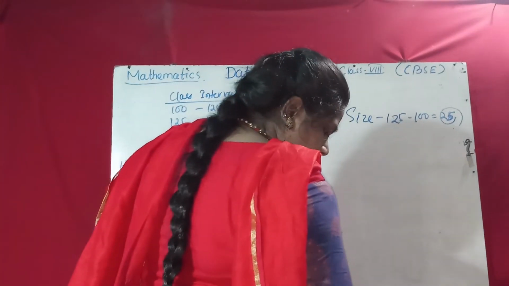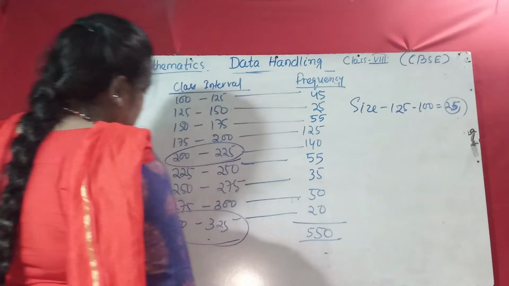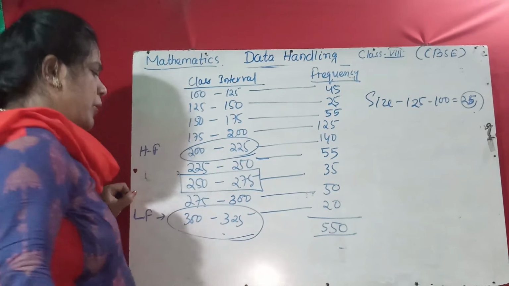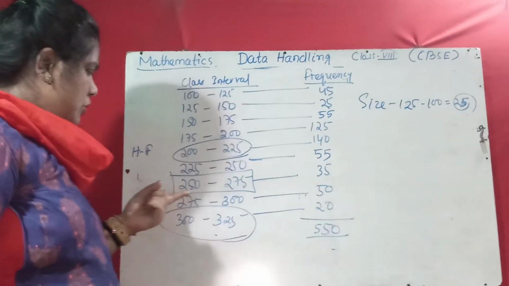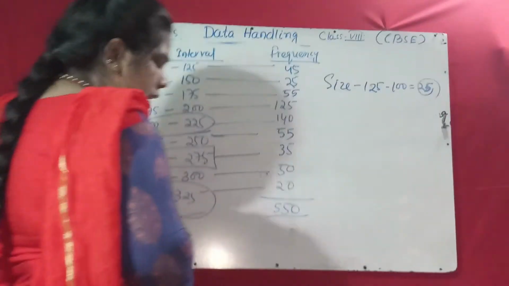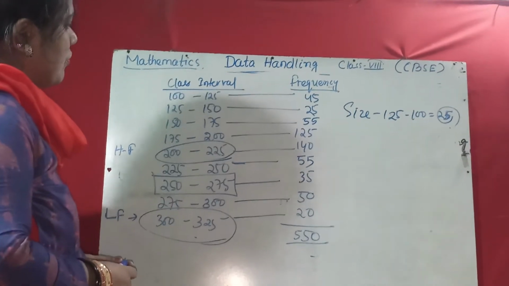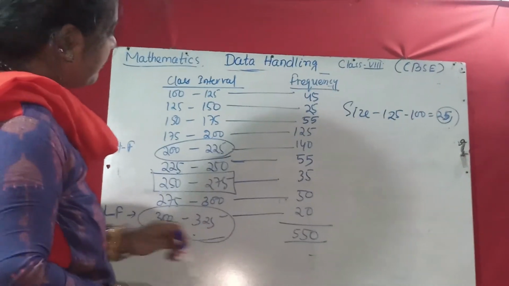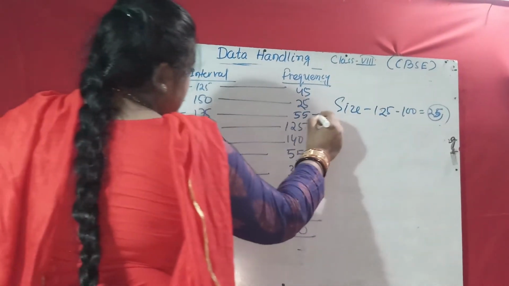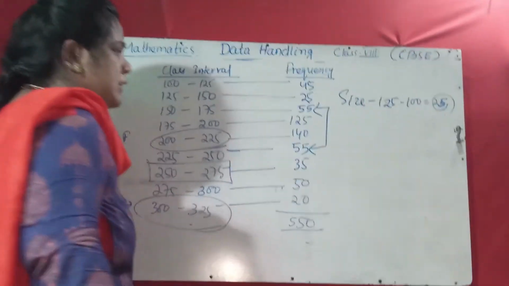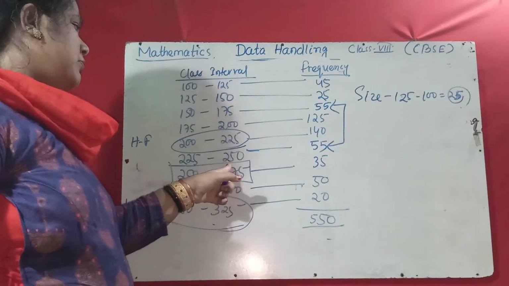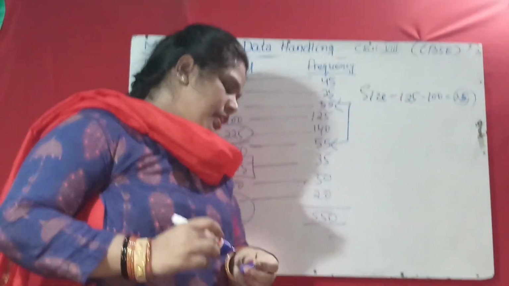Then which is the upper limit of the class interval? 250 to 275. So here in this class interval, which is the upper limit? Obviously 275. That is the lower limit. So the upper limit is 275. Then which two classes have the same frequency? Look out, where is the same frequency? 55 and 55. These two classes have the same frequency: 150 to 175 and 225 to 250.